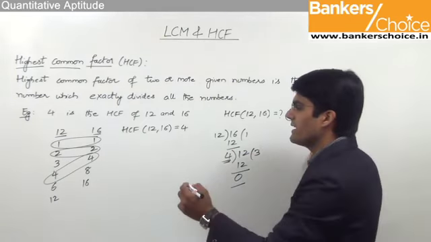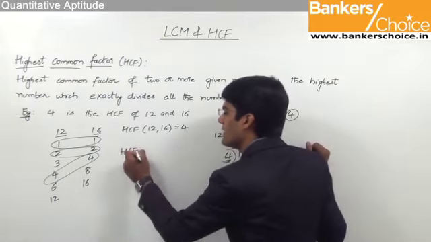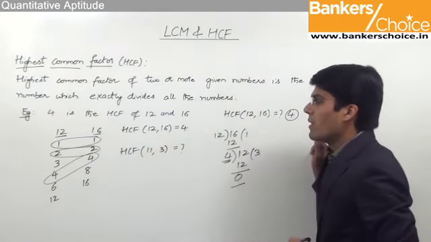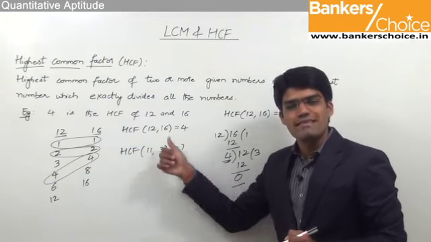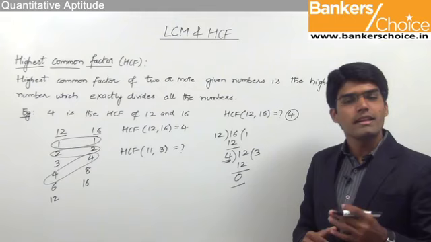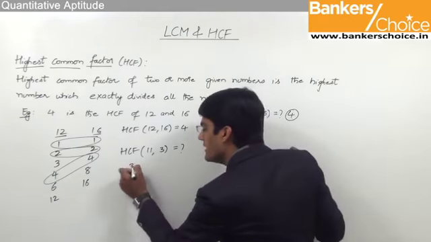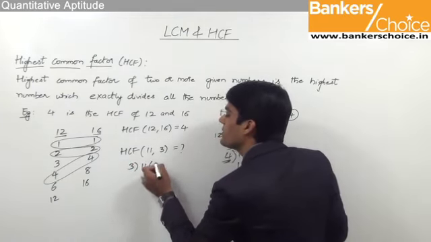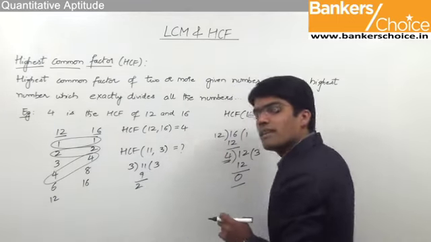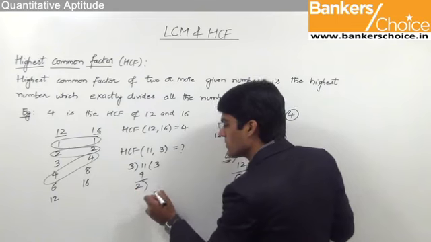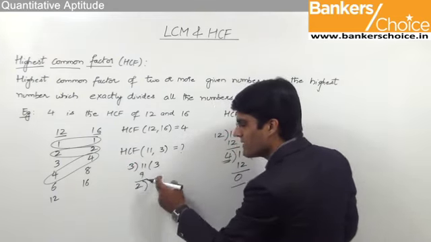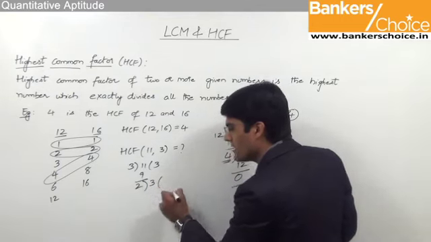Let's say we have to find out the HCF of 11 and 3. Now, as discussed, what we need to do here is divide the larger number by the smaller number and continue the division till the remainder becomes 0. So here 3 should divide 11. Now we know that 3 into 3 is 9, the remainder is 2. But since the remainder is not 0, we have to continue the procedure. So 2 becomes the divisor and the earlier divisor becomes the dividend. So 3 comes in place of dividend now.